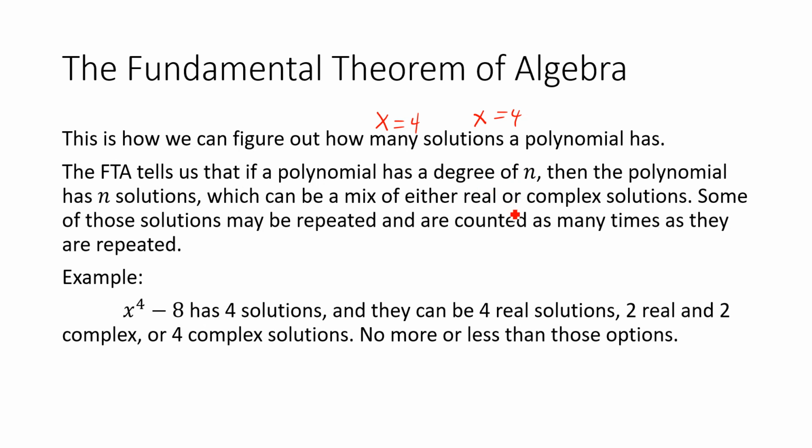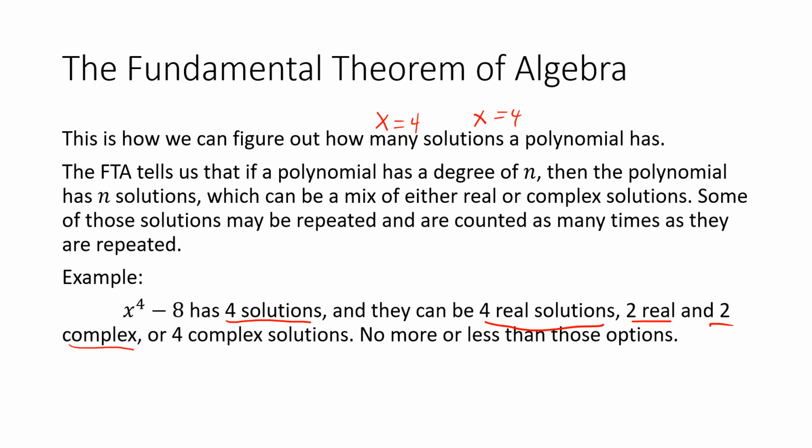Alright, let's go ahead and look at this. This is using the fundamental theorem of algebra. If we took x to the power 4 minus 8, we know, because of it, that it's going to have 4 solutions. We don't know what they are yet, because we haven't solved for it, but we know that there's going to be 4. Out of those 4, they could be 4 real solutions.